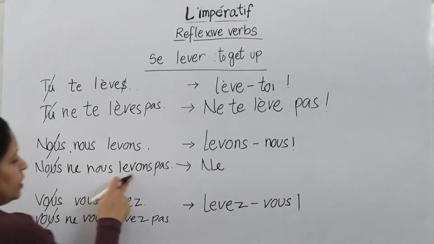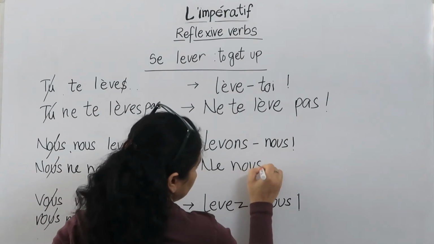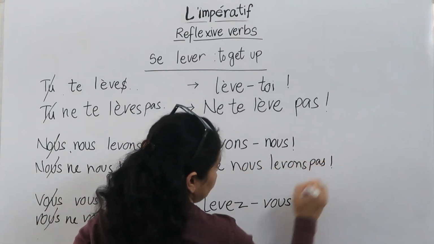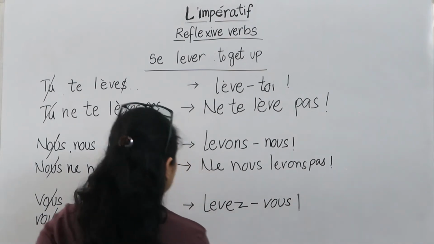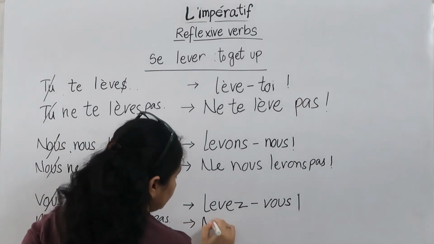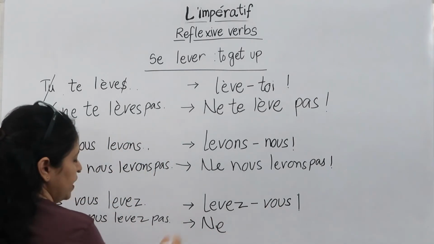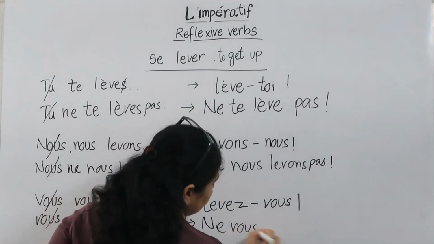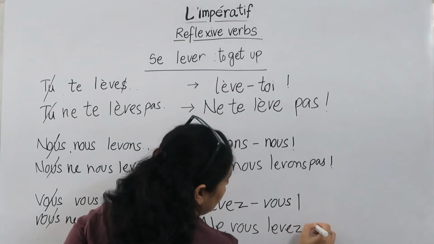Ne nous lavons pas. Exclamation sign. Let's not get up. Again, first, the pronoun subject vous is removed, and again ne will stay here only, and the reflexive case will be again at its place. Ne vous levez pas.